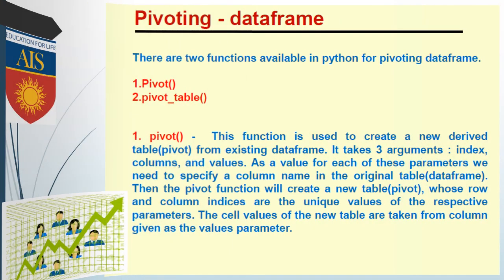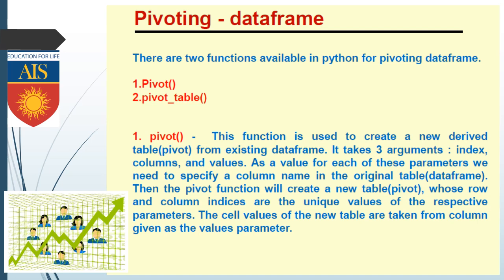There are two functions available in Python for pivoting a data frame. Number one, pivot, and second one is pivot table. So pivot, this function is used to create a new derived table from an existing data frame. It takes three arguments: index, column and value. As a value for each of these parameters, we need to specify a column name in the original table. Then the pivot function will create a new table whose row and column indices are the unique values of the respective parameters. The cell values of the new table are taken from the column given as the value parameter.